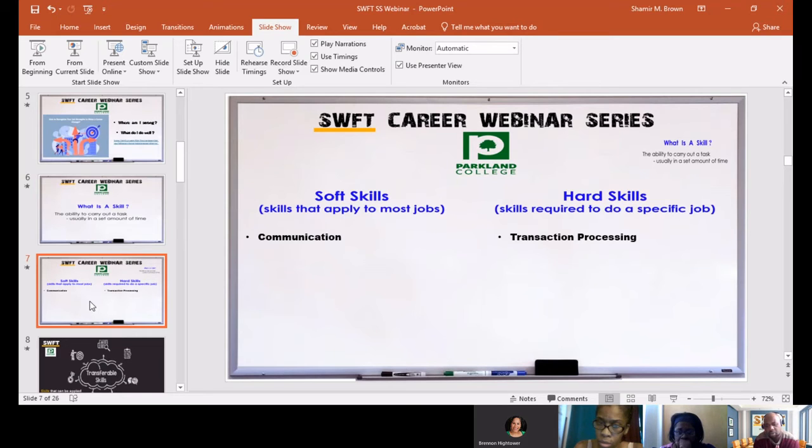Hard skills are more on your technical side, skills that are required to do a specific job, like transaction processing. That would be if you know how to run a cash register, or handle the credit card processing systems really well within even a grocery store or a hardware store or any sort of business, period. If you know how to handle that transaction processing system, which some people generically reference as the cash register, that skill you have is transaction processing.